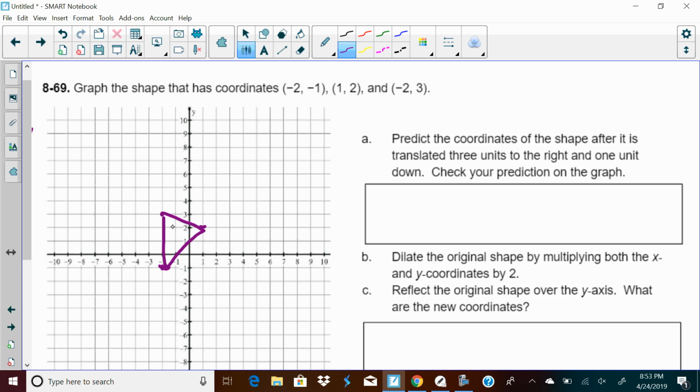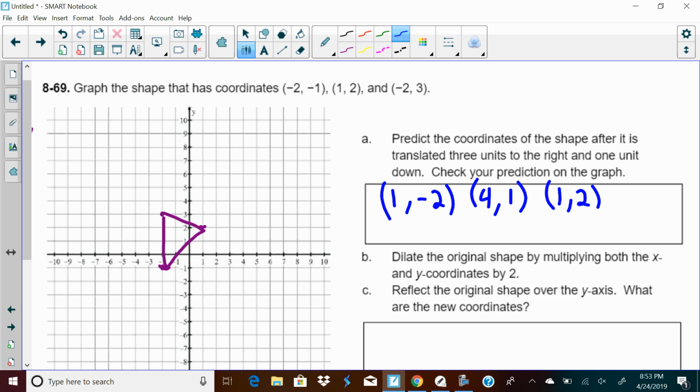Then it says, predict the coordinates of the shape after it's translated 3 units to the right and 1 unit down. Check your prediction. If it is going 3 units to the right, I'm going to add 3. So negative 2 plus 3 is going to be 1. And 1 unit down, it's now going to be at negative 2. 3 units to the right will be 4, 1, because it's going to go down 1. 3 units to the right will be positive 1, 2.